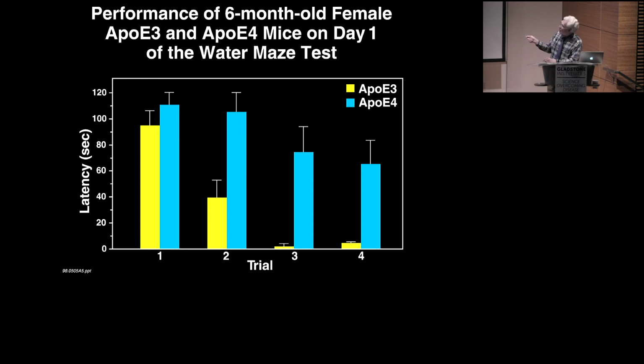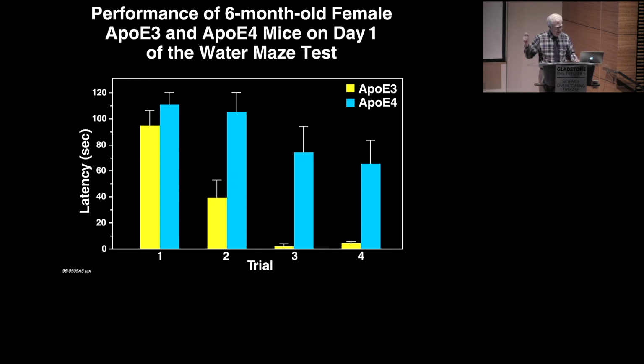And so what you're looking at here is the performance of 6-month-old female ApoE3 and ApoE4 mice on day 1, 4 different trials in a water maze. And the E4 mice don't learn so well.